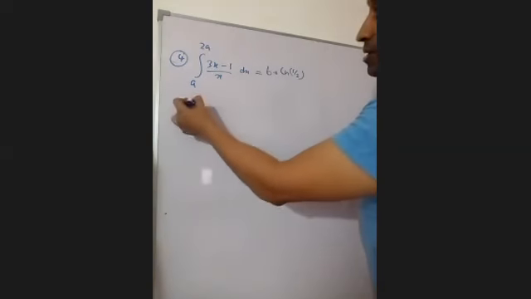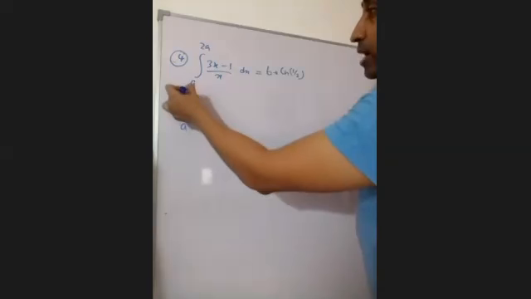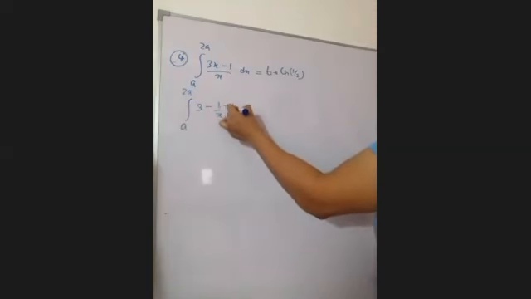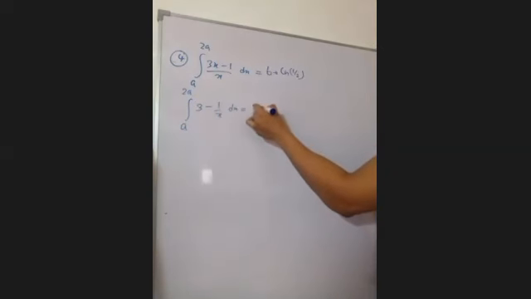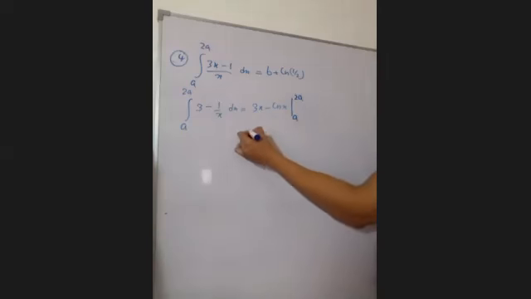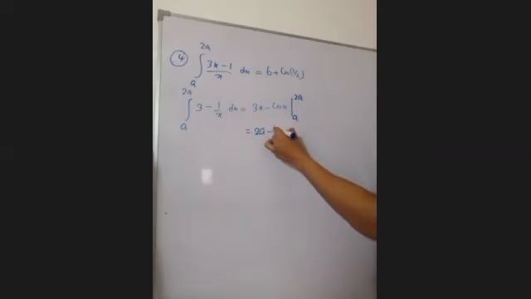You can just do the integral from a to 2a of 3x over x, which is 3, minus 1 over x dx. This is equal to 3x minus ln x from a to 2a. I think the writing is not very clear. It's 2a. If you do this, it turns into 3 times 2a minus ln 2a minus the substitution of a.